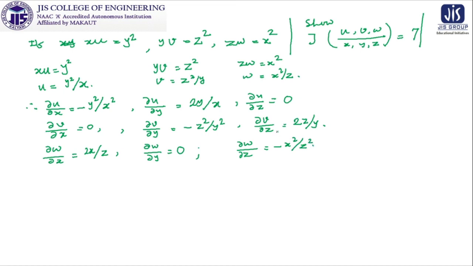So the most important line for this problem is to think that this x into u is equal to y square. It will be converted in the expression of u in terms of x and y. Why? Because u in terms of xy, v in terms of yz, and w in terms of xz means actually it is in terms of xyz.